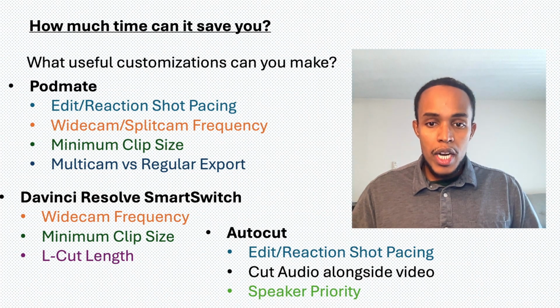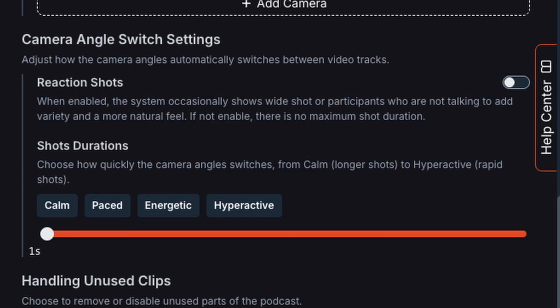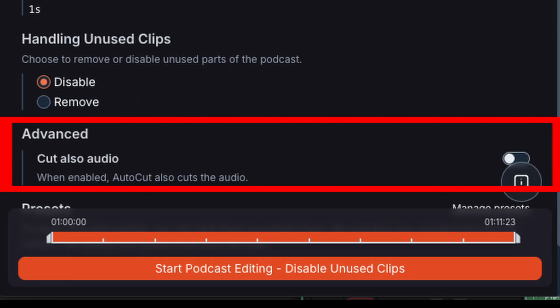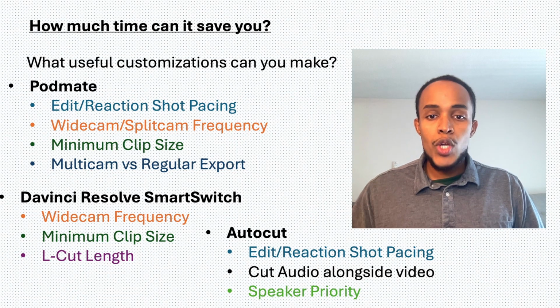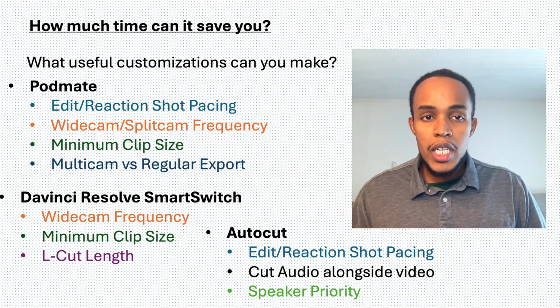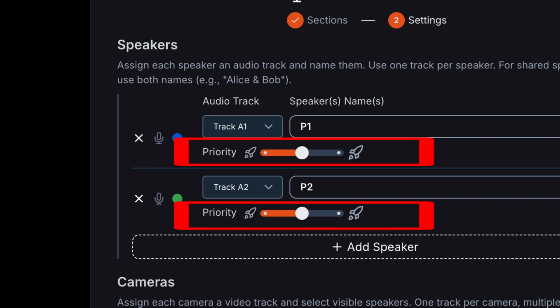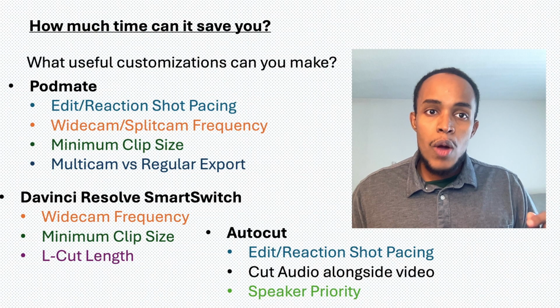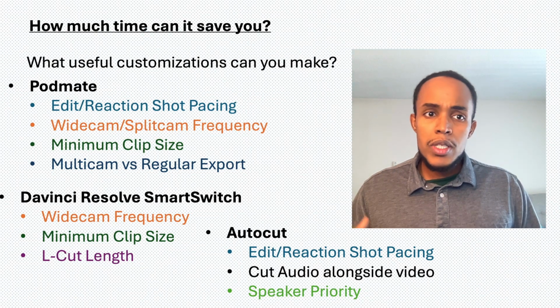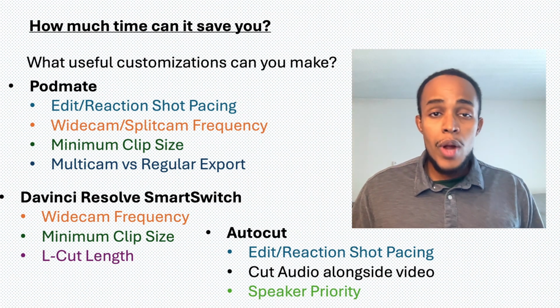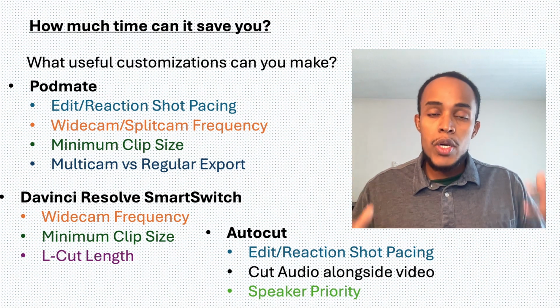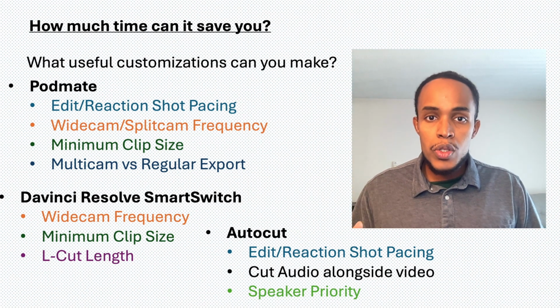Now, lastly, Autocut. Autocut gives you the ability to change the pacing of the reaction shots and the overall edit. It also lets you cut audio alongside the video. Seems pretty useful in certain cases. Imagine you're trying to get rid of a piece of footage. You just click on that whole thing, which is nice. And lastly, it gives you the ability to prioritize speakers. What I assume this means is, if there are two people talking and you don't have a wide cam, one person gets priority over the other. So I could see that being useful in certain cases.